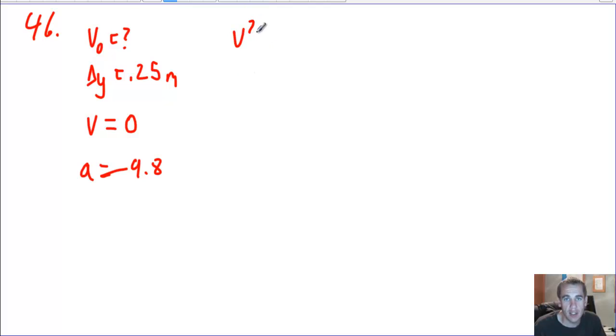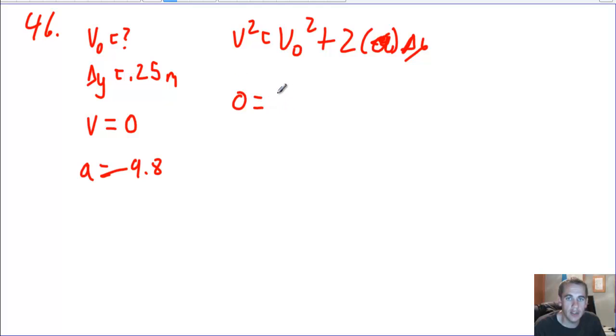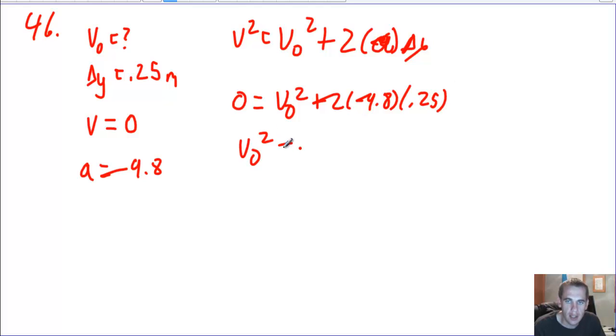So, final velocity squared equals initial velocity squared plus 2 a delta y. So there's the third equation. Alright, so 0 equals v naught squared plus 2 times negative 9.8 times 0.25. Okay? So v naught squared equals negative 4.9, except I'm going to move this over, so negative v naught squared equals negative 4.9.